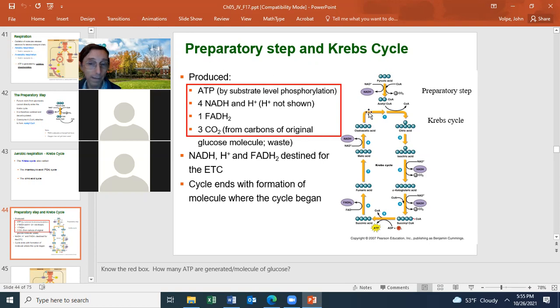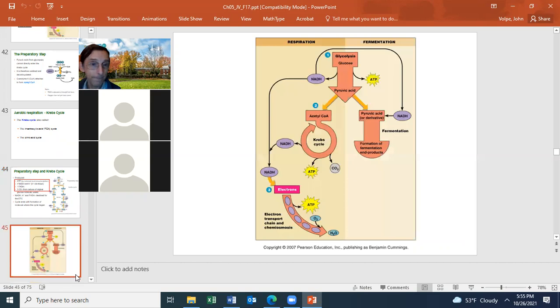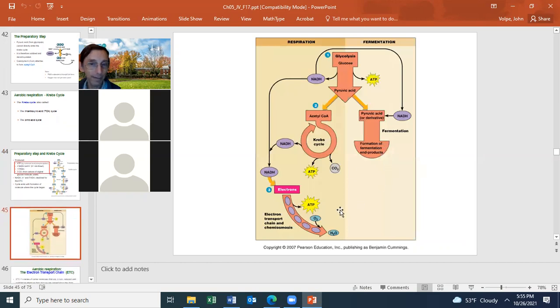Nobody's gonna guess. All right. This runs twice, so you generate 2 ATP. You guys really do need to participate more.